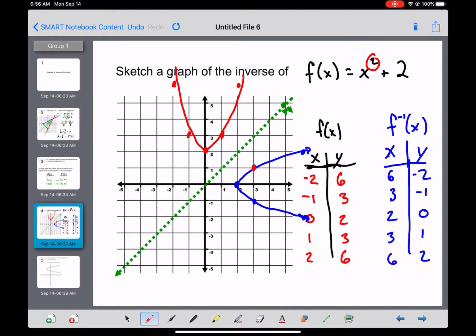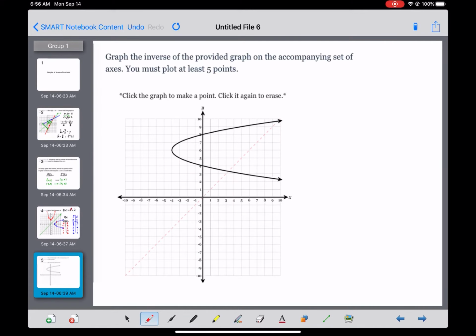So to finish us off for today, I want to show you just what this will look like when you do it on Delta Math. On Delta Math, it will say, graph the inverse of the provided graph on the accompanying set of axes. You must plot at least 5 points. And then on Delta Math, you're just going to click the graph to make a point. You can click it again to erase it if you made a mistake. So you're not told what the function is here, you're just given a graph, and you're asked to graph the inverse. So what you'll need to do is identify some points on the original function, and then swap the coordinates.